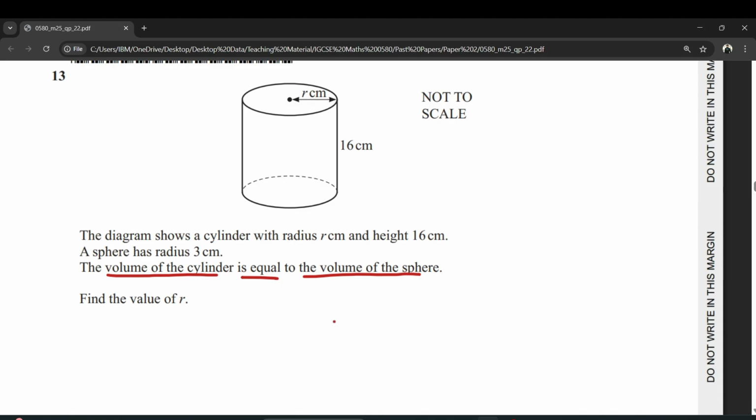Okay, so you see this statement. This is the most important statement of the question because this gives you a starting point. If I write this down, volume of cylinder is equal to the volume of sphere.